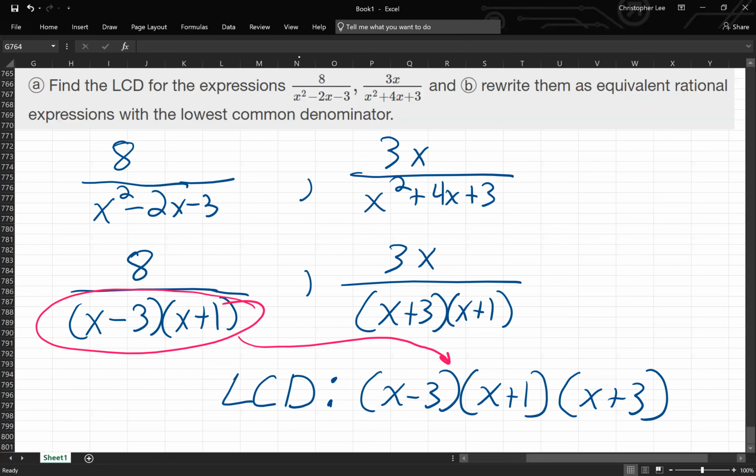And then I look at the second fraction, over here. And I realize I already have an x plus 1. That's a common factor. But I don't have x plus 3, so that's why I add that down here. And just put them next to each other, multiply them, boom, that's the LCD. It's that simple.